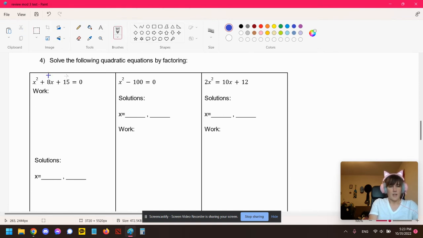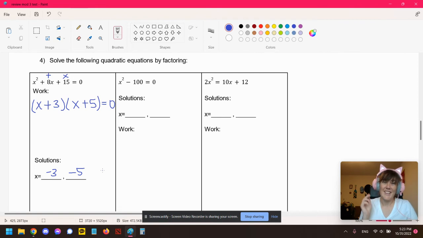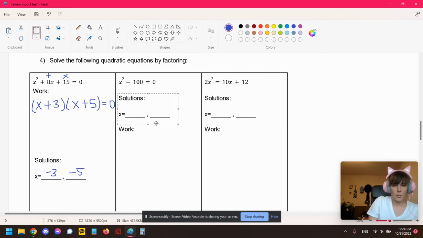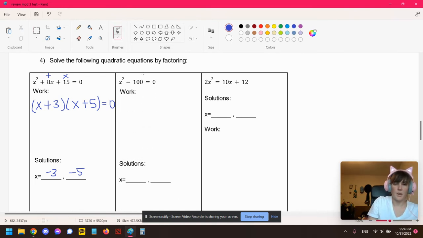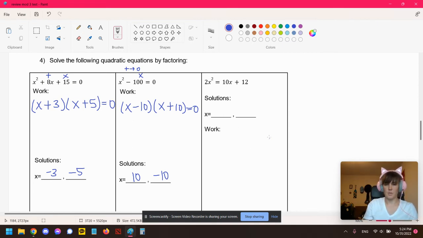I want numbers that add to 8 and multiply to 15. Pause if you want your own time, but that's 5 and 3. And then my answers are -3 and -5 because it's the things I would plug in for x to actually make each factor 0. Same thing here. I want to factor. I can do this by saying what multiplies to -100 and adds to 0, which ends up being -10 and +10. This is also the difference of two squares, which is one of the special ones we learned in Unit 2. So if you remember the special rules, this will be a lot easier.